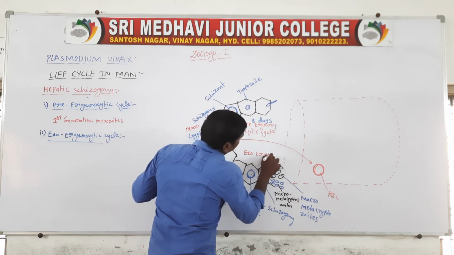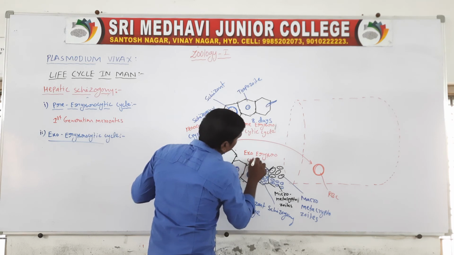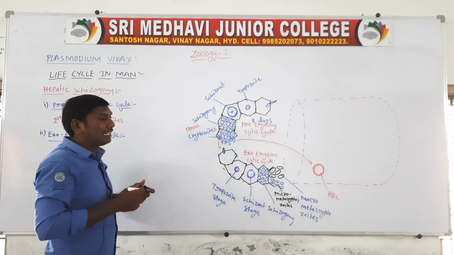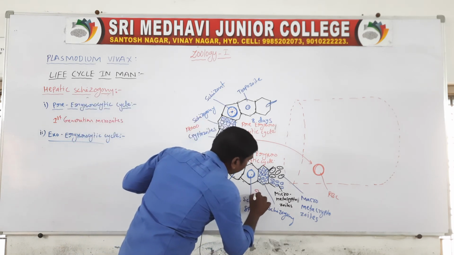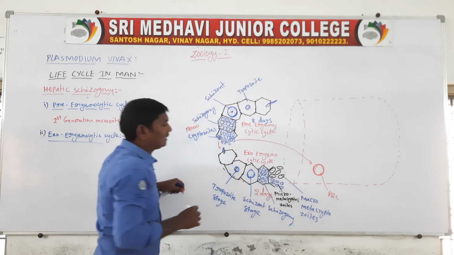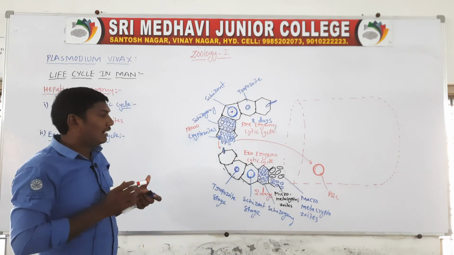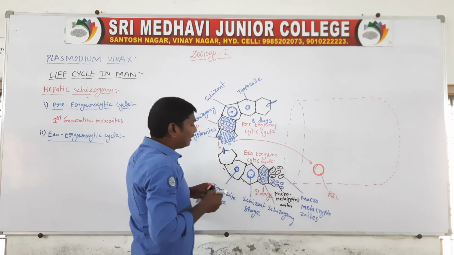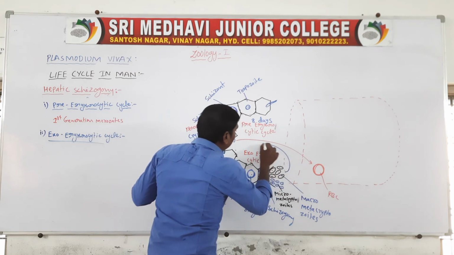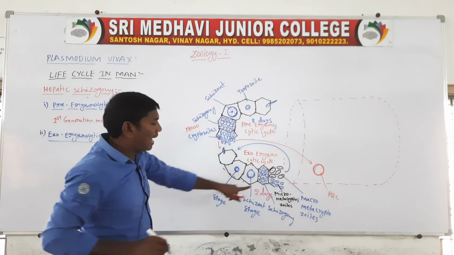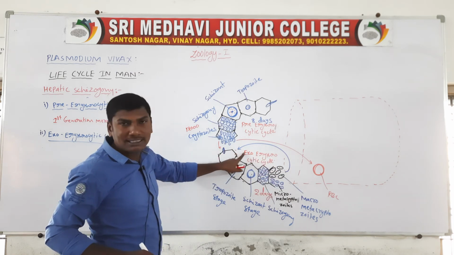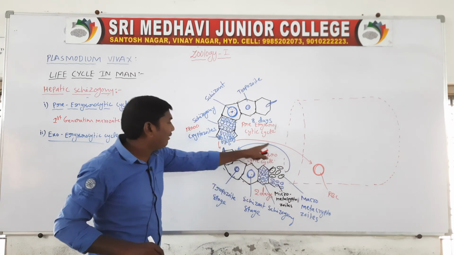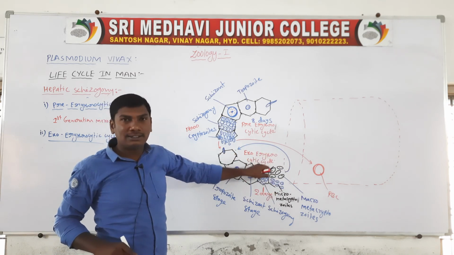The exo-erythrocytic cycle is complete in 2 days. Next, the micrometacryptozoites enter new liver cells, attacking the new liver cell. The macrometacryptozoites entering the new liver cell continue the exo-erythrocytic cycle.